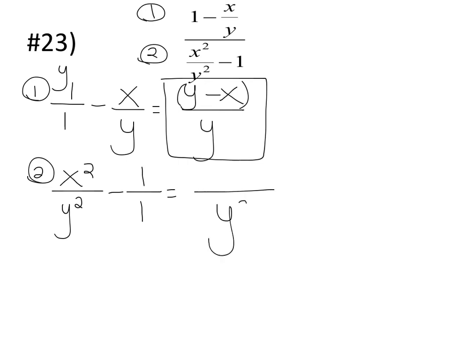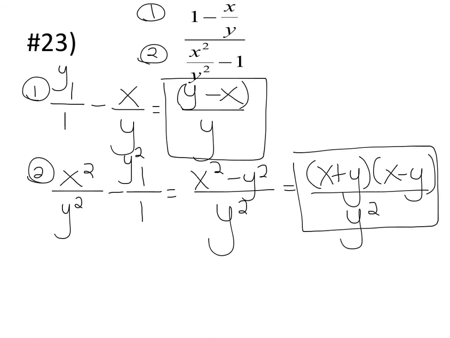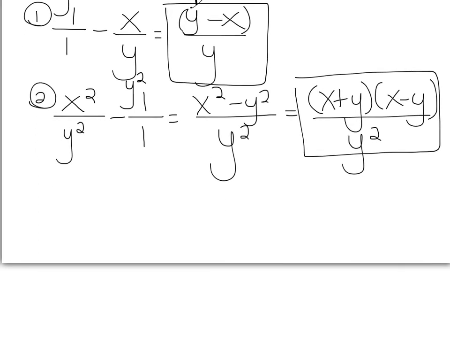So the LCD is x squared. This isn't missing anything. This is missing a y squared. So you have to multiply a y squared right here. So this is x squared minus y squared, which you should notice is difference of squares. So it becomes x plus y times x minus y over y squared. That's your new denominator. Okay, so now you want to put the new numerator over the new denominator.